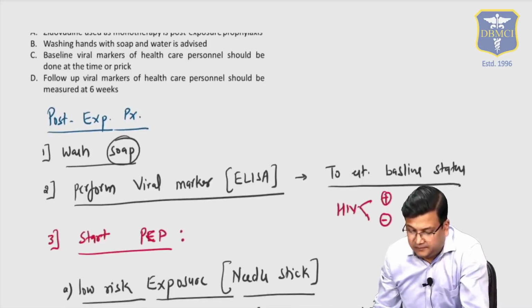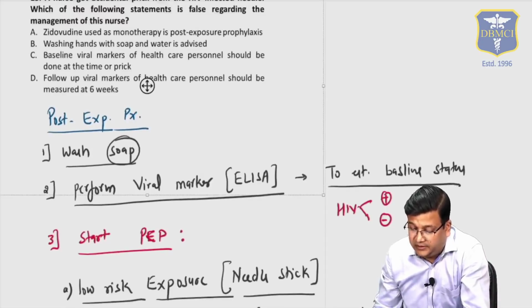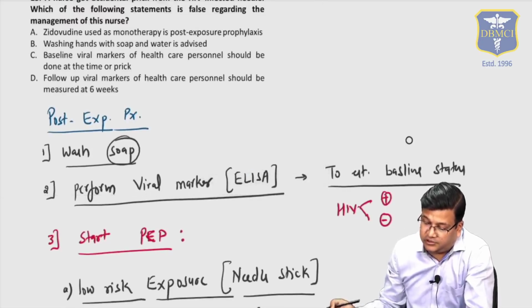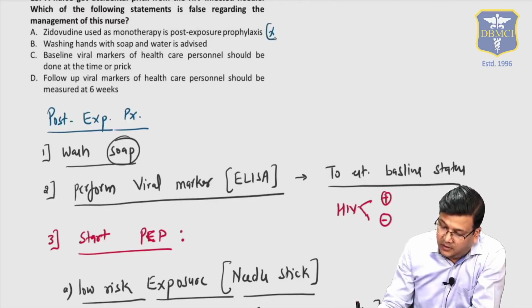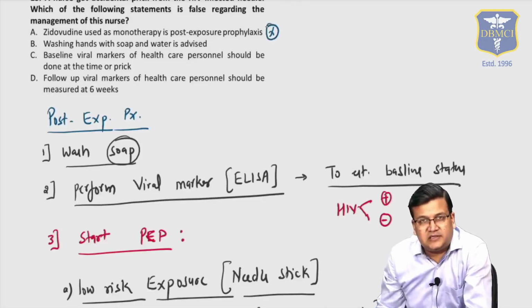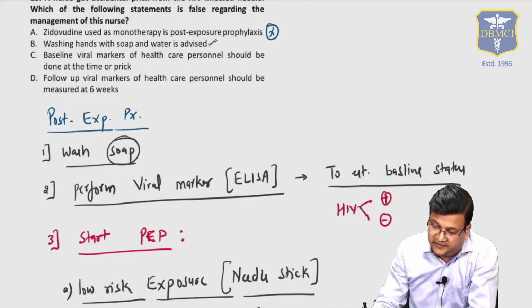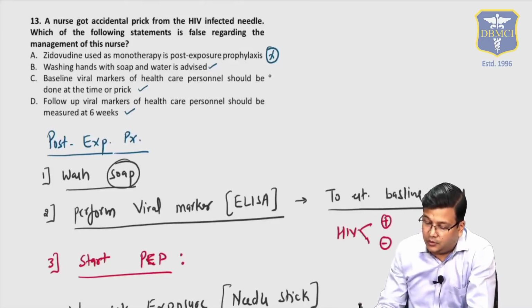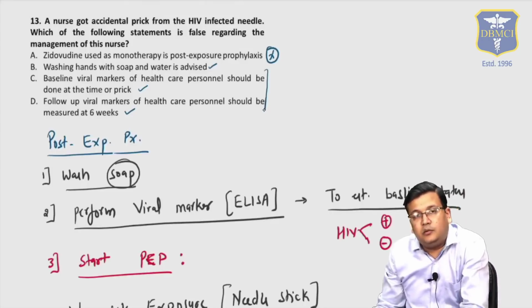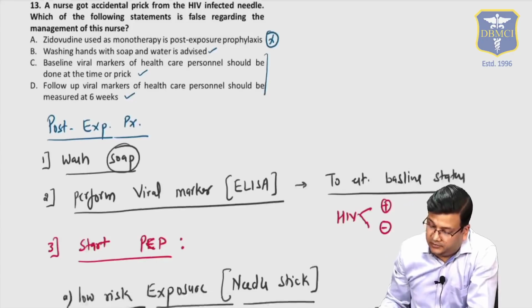The first option says zidovudine is used as monotherapy in post-exposure prophylaxis. This is an absolutely wrong statement. Monotherapy is never advised, whether in treatment or prophylaxis. Washing hands is advised. This is true. Baseline needs to be performed. Follow-up needs to be done at 6 weeks. So B, C and D are true. A is a false statement.